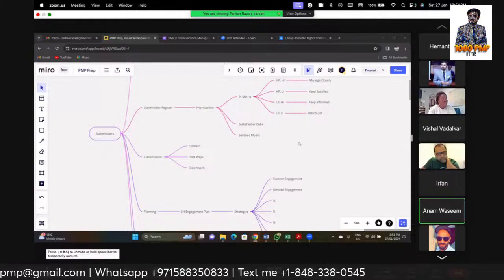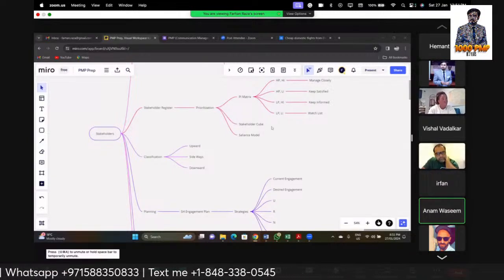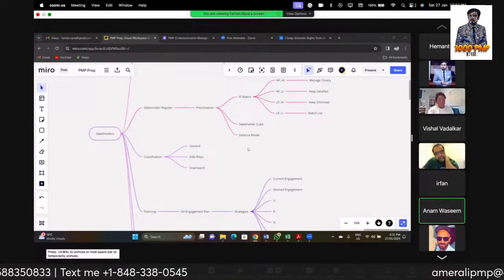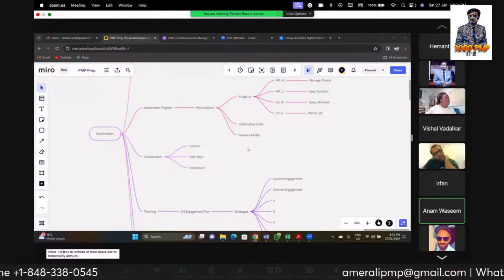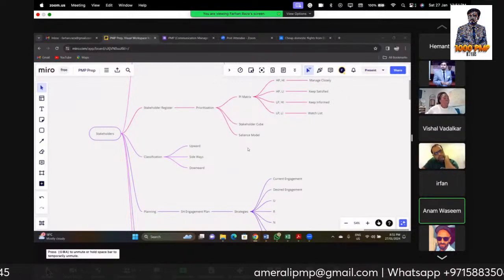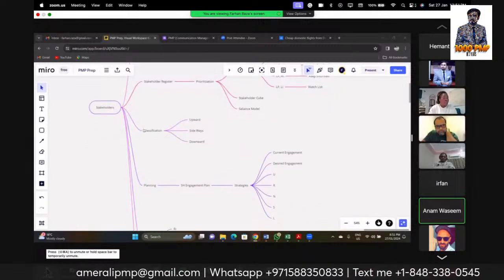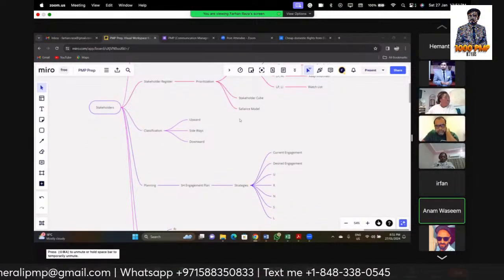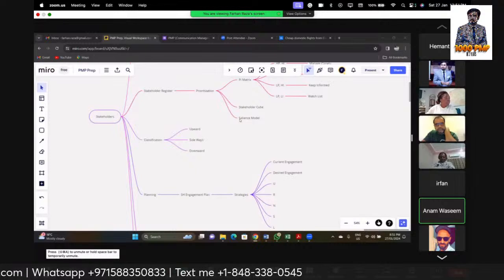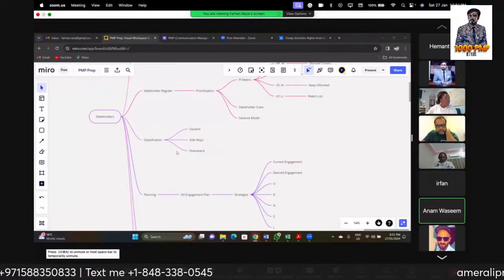Then we have the stakeholder cube. In the stakeholder cube, we have interest, power, and on the third axis, we can have geography, influence, attitude, anything that's important according to the project. Then we have the salience model with power, urgency, and legitimacy. After prioritization, first we identify, then we prioritize, and then we classify.